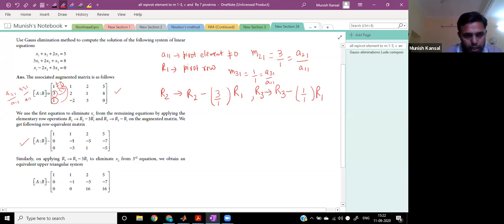Now look at this second column. In the second column, this entry is the pivot. Why? Because this is non-zero. This is the only condition. I'm just doing Gauss elimination without the pivoting technique, right? So this is a pivot element, this is non-zero, we can proceed further. So the elements below should be 0.